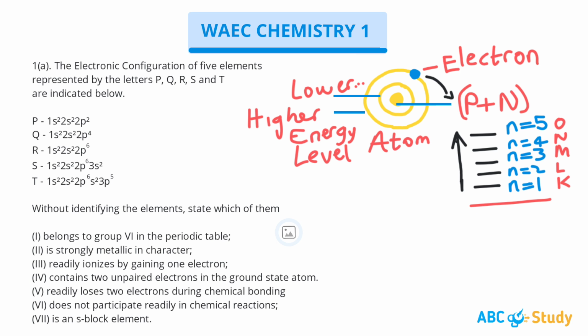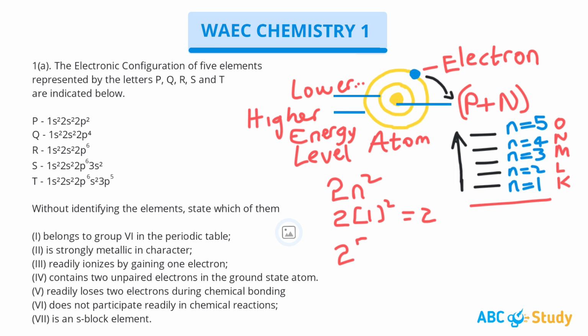And if you want to know the maximum number of electrons that can be found in each shell, then you have to understand this formula. That's 2n squared. When n equals 1, that's K. You have 2 times 1 squared, and that will give you 2. So the maximum number of electrons that you can find in K will be 2. And we are talking about the second one as well.